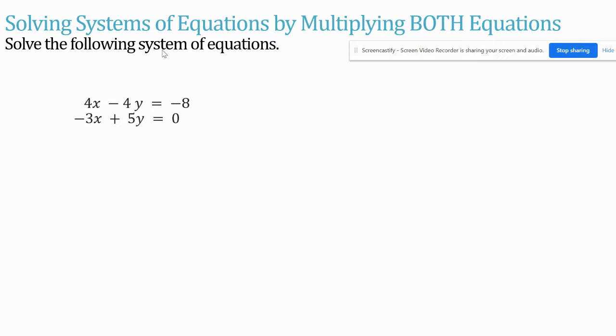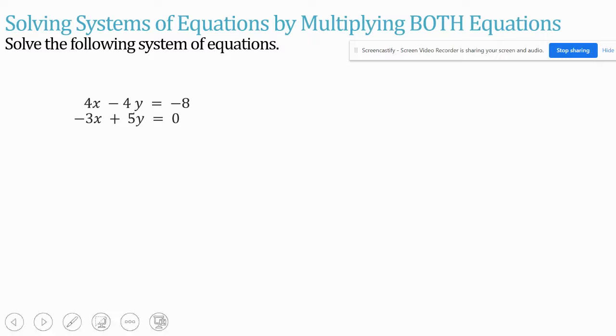Solve the following systems of equations. So we have 4x minus 4y equals -8, and negative 3x plus 5y equals 0. So the first thing we notice is that we do not have additive inverses, we don't have identical terms, and we don't have an equation in the form of x equals or y equals. So we know that we're going to have to be multiplying by something to create additive inverses.